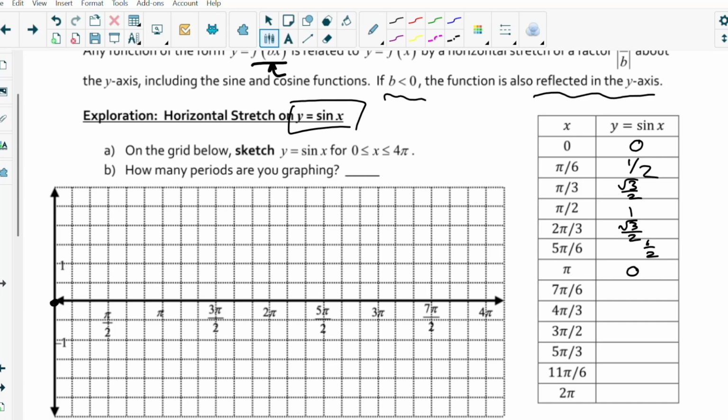7 pi over 6, that's -1/2. 4 pi over 3, negative square root of 3 over 2. At 3 pi over 2, -1. At 5 pi over 3, negative square root of 3 over 2. At 11 pi over 6, that's -1/2. And then at 2 pi, that is 0. Okay, let's graph this and see what it looks like.